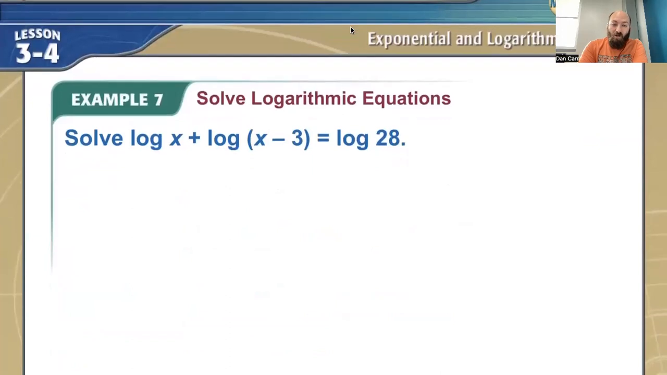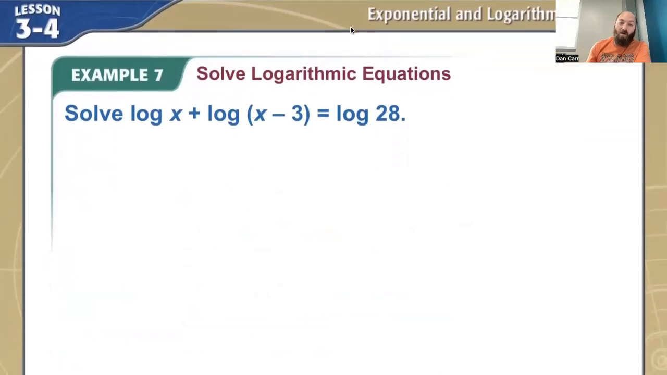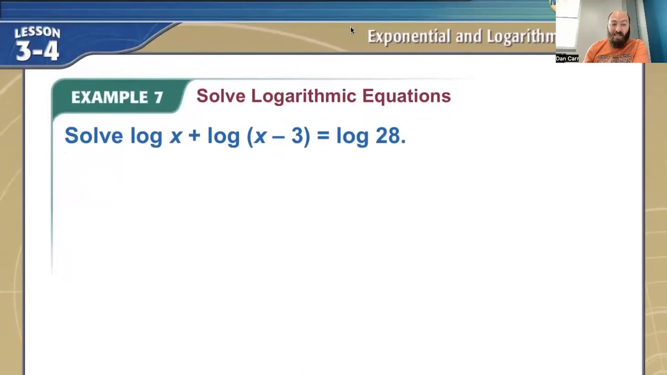All right, so here's another logarithm. We are going to use our properties to condense this into a simpler setup and then still do our one-to-one property. Because it's addition, I can combine these into one logarithm, multiplying x times x minus 3.